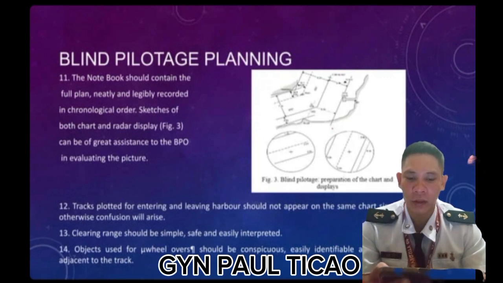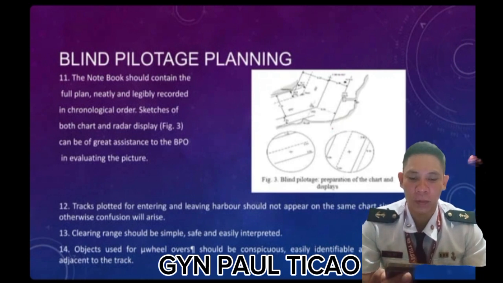13. Clearing ranges should be simple, safe, and easily interpreted. 14. Objects used for wheel over should be conspicuous, easily identifiable, and suitably located adjacent to the track.